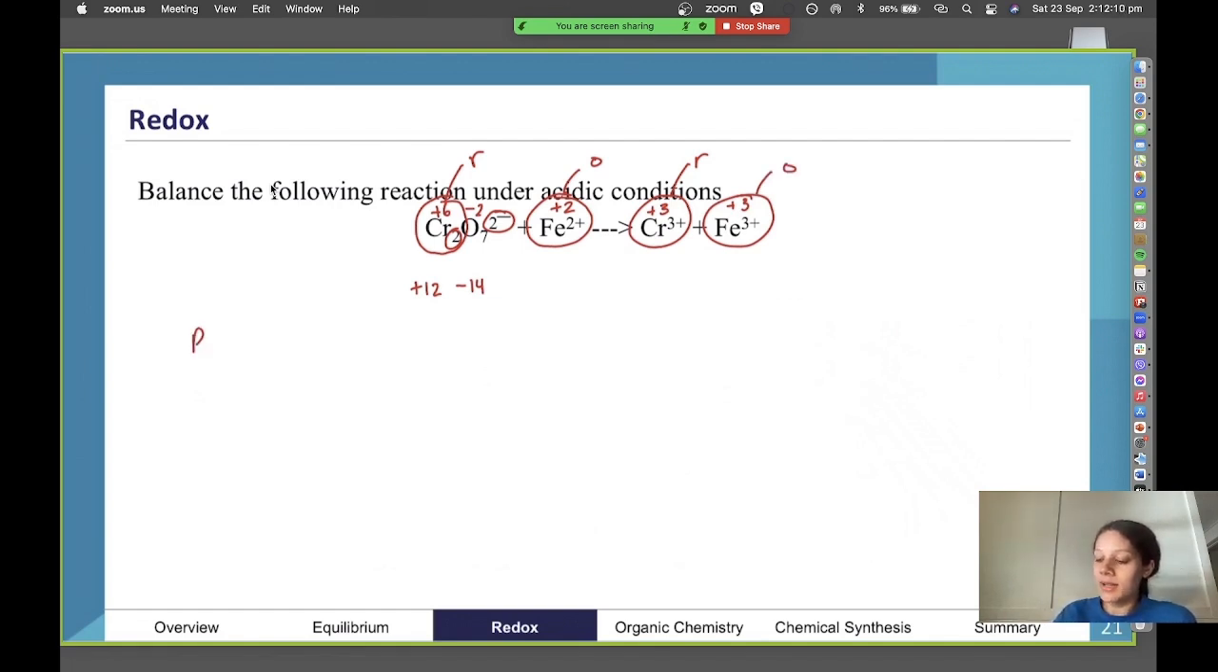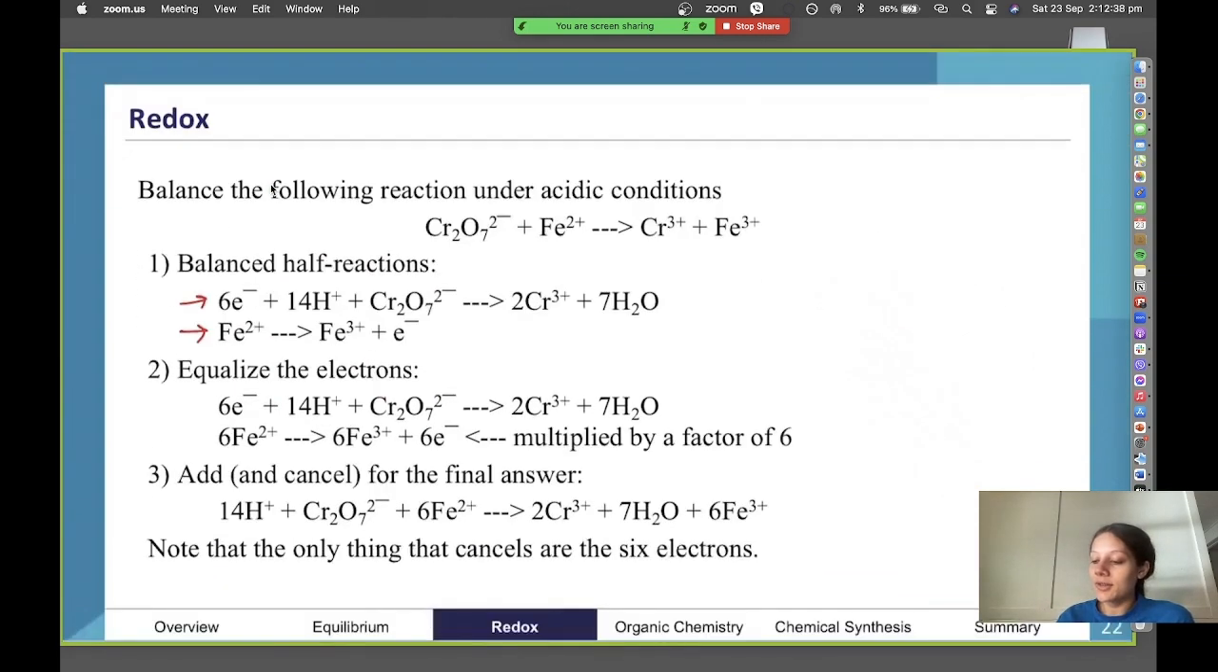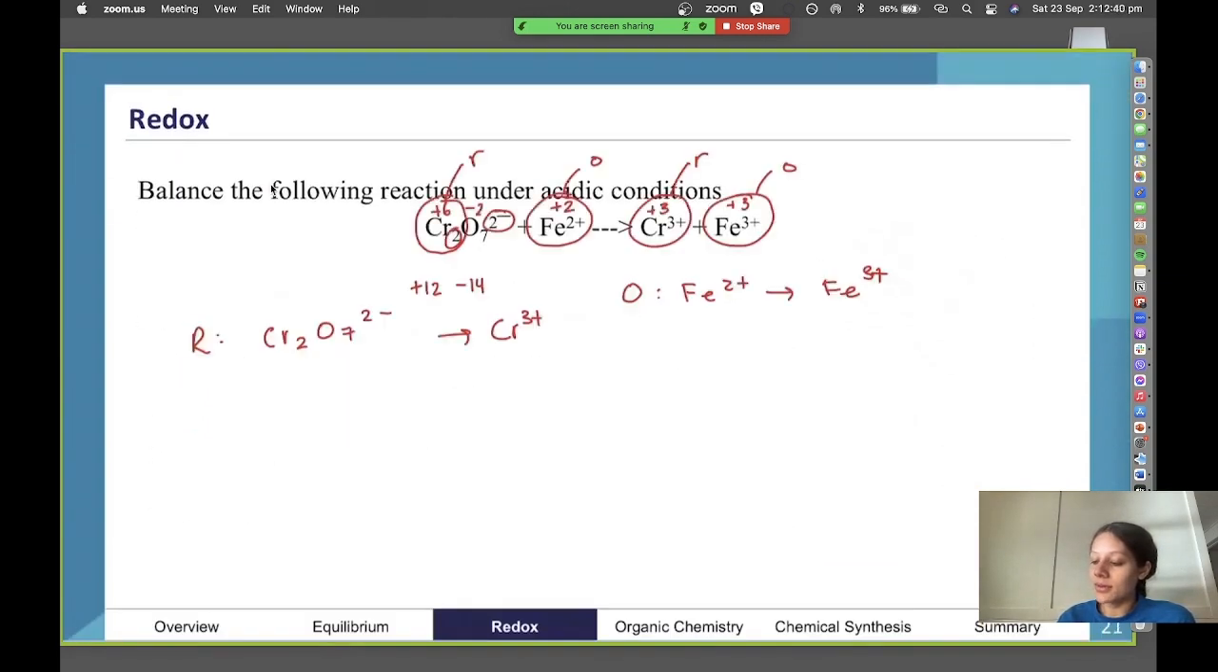So that means if we had to write out our full reduction half equation, it would be Cr2O7 2- giving you Cr3+. Then our one for oxidation would be Fe2+ giving you Fe3+. So over here, we have the full balanced half reaction for both of them. But what we'll do first is step you through the balancing process for each individual half equation.